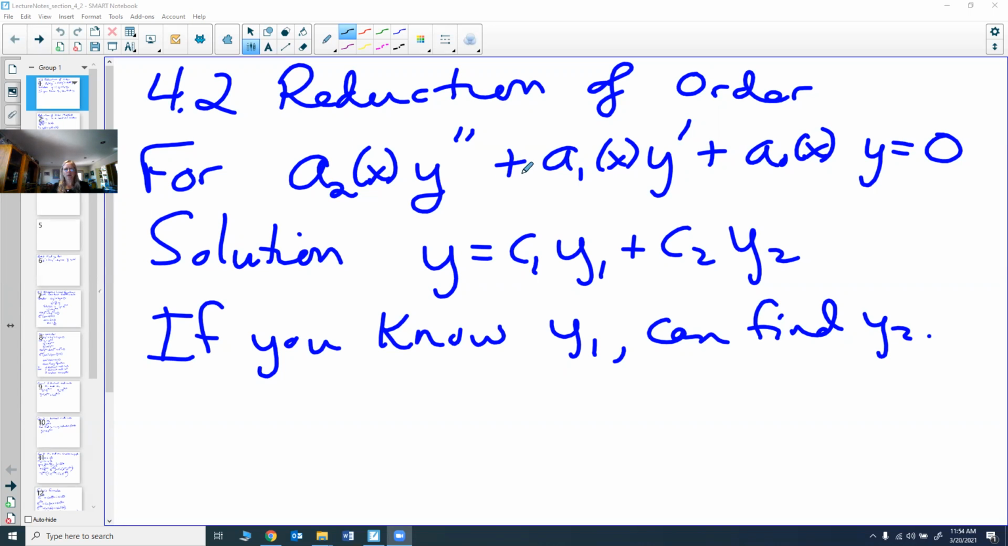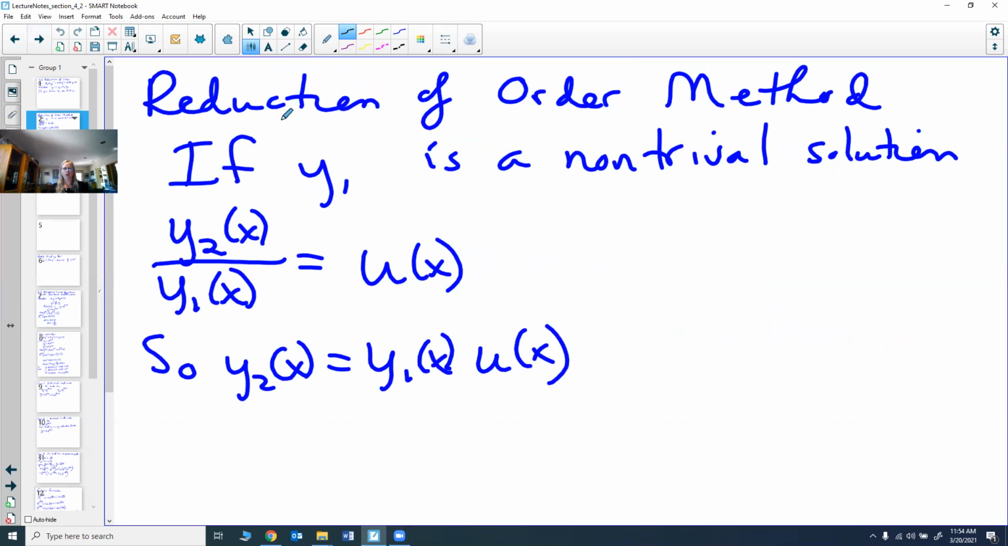So we're going to look at a second order differential equation. We have some constant times y double prime plus a constant times y prime plus a constant times y equals 0. It is homogeneous. The solution is y equals c1 y1 plus c2 y2. And if you know y1, you can again find y2.